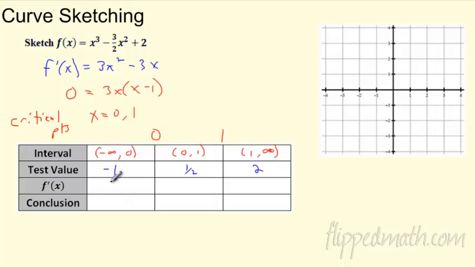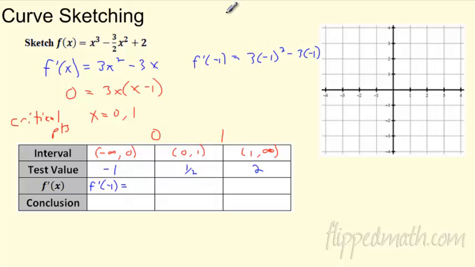So what's the idea here? We want to know, well, what is the value of the derivative? So you actually got to plug this in. When I put negative 1 into the derivative, what do I get? Well, if I put negative 1 back into this derivative, what's going to happen if I go 3 times negative 1 squared minus 3 times negative 1?